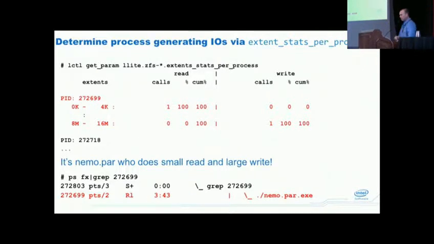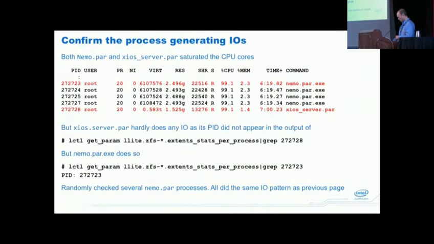That's helpful. We want to know who is doing the writing, what process is doing the writing. Using the extent stats per process, we're able to figure out that there's one process doing the reading and the writing, this PID. We look down, however you find your PIDs and what they're doing, ps here, and find out there's a single NEMO par executable doing a lot of the reading and writing. We look at CPU usage and see that we have some high usage for that process.